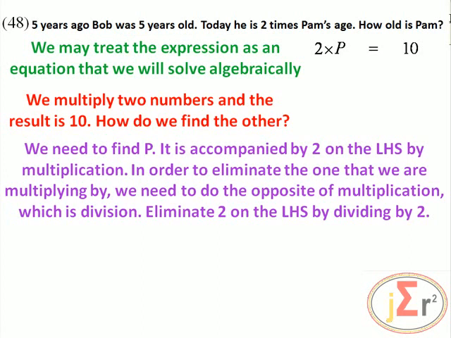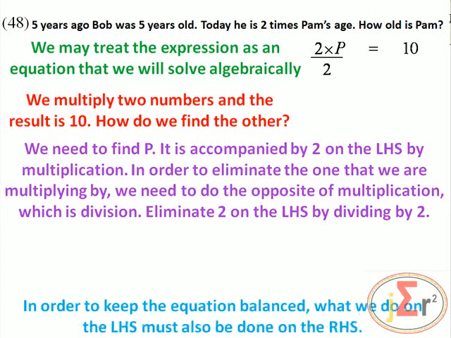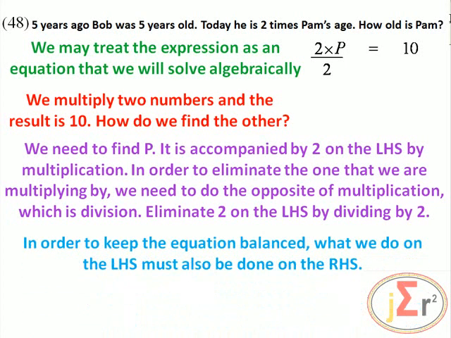In order to eliminate the one that we are multiplying by, which is the 2, we need to do the opposite of multiplication. What is the opposite of multiplication, Jerry? Division. Eliminate 2 on the left hand side by dividing by 2. So we will divide by 2 there. So 2 will go away if we divide by 2.